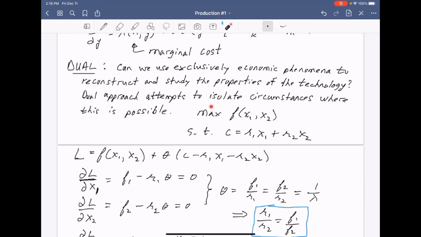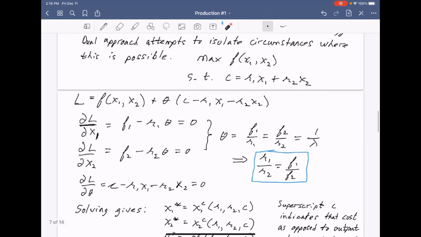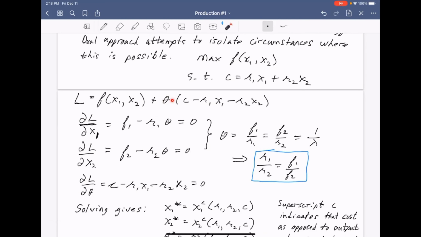So in this case, the dual to the cost minimization problem is to maximize output subject to a cost constraint given by R1x1 plus R2x2. We form the Lagrangian again this way, but now we're going to change how we denote the Lagrange multiplier. Again, we have this restriction. We find the first order conditions. We find that theta is F1 over R1, where F1, remember, is the marginal product of 1, is equal also to the marginal product of 2 divided by R2, and that's equal to 1 over lambda, where lambda was our marginal cost. Again, we get the same thing.